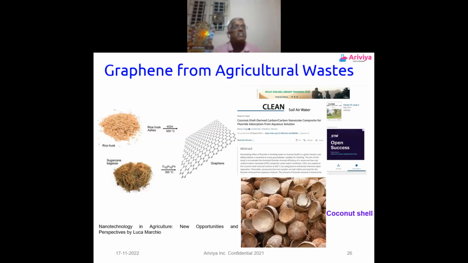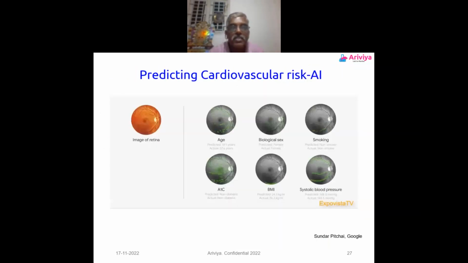We need to take this coconut shell for graphene preparation, because as I told you before, graphene is one of the richest sources of energy material you can derive. So this interesting, innovative news is inspiring us to bring something from the laboratory to the market.